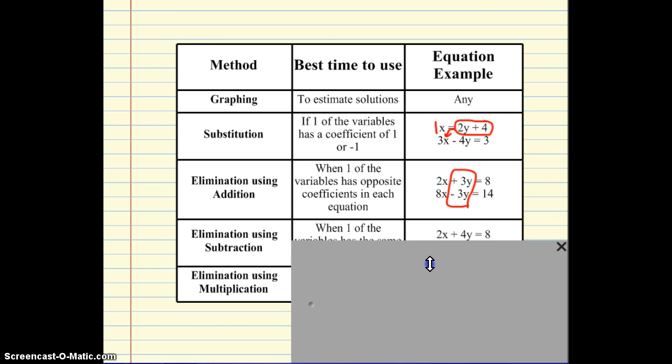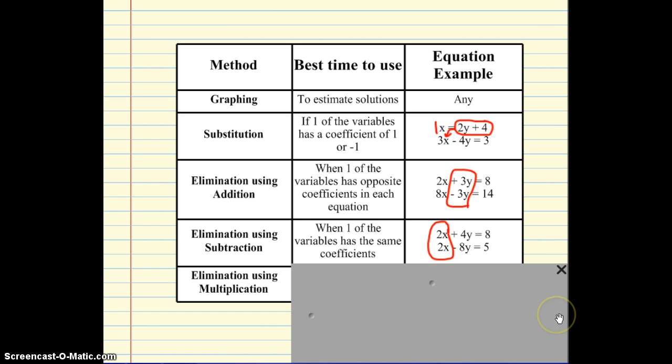The fourth method we used was elimination using subtraction. And we want to subtract when one of the variables has the same coefficients. So as we take a look at these 2 systems of equations, we have our x's, and our x's both have coefficients of 2. Therefore, the best method to use would be to eliminate using subtraction.